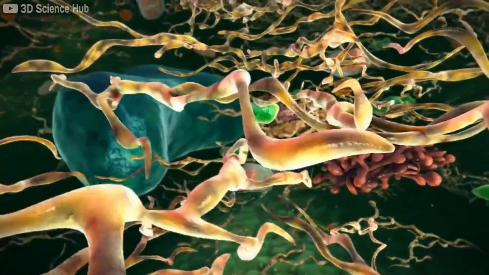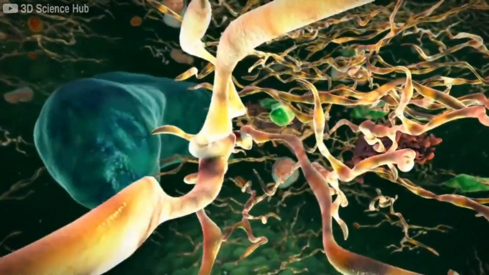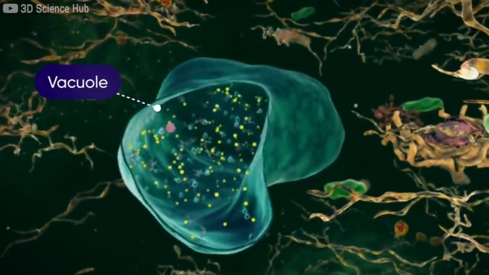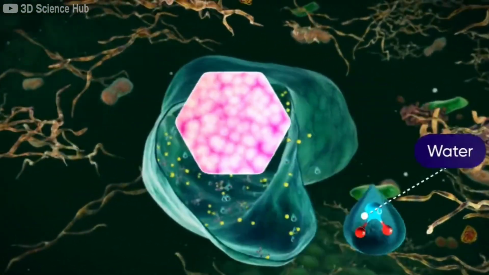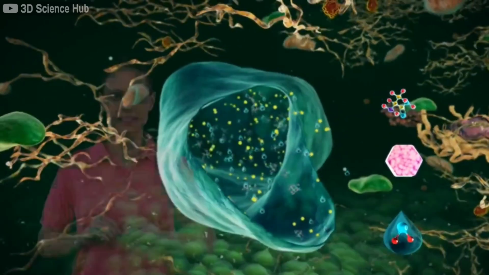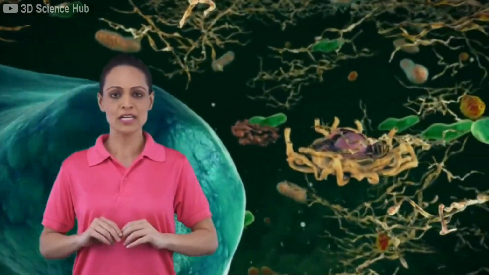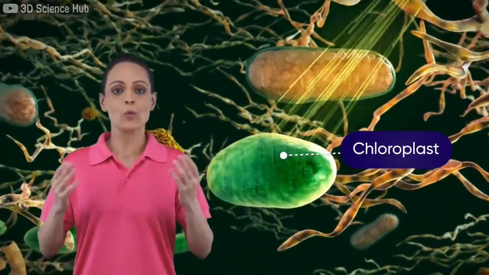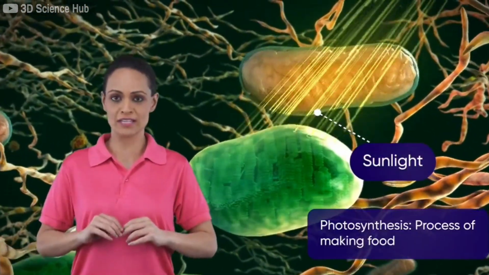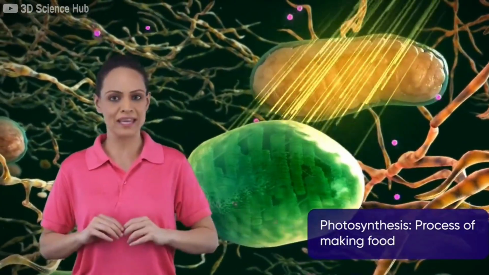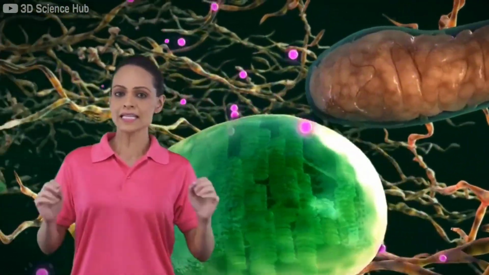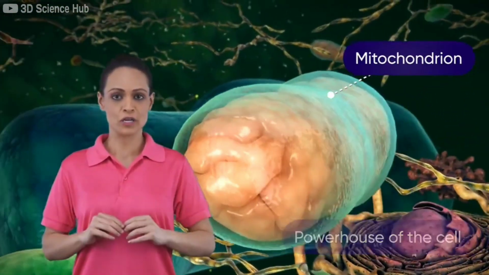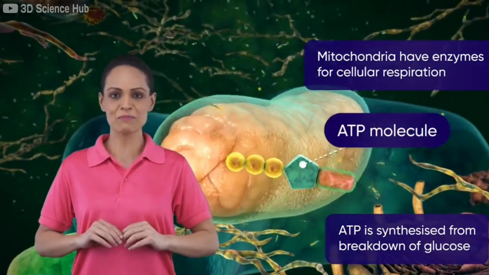The most prominent amongst all these organelles is the large, fluid-filled central vacuole, which helps in the storage of useful substances like water, sugars, and amino acids. Lying close to the central vacuole is a unique green-colored organelle called the chloroplast, which absorbs sunlight during photosynthesis and helps the plant in making its food. The next important organelle is the powerhouse of the cell called the mitochondrion, which provides energy-rich ATP molecules.